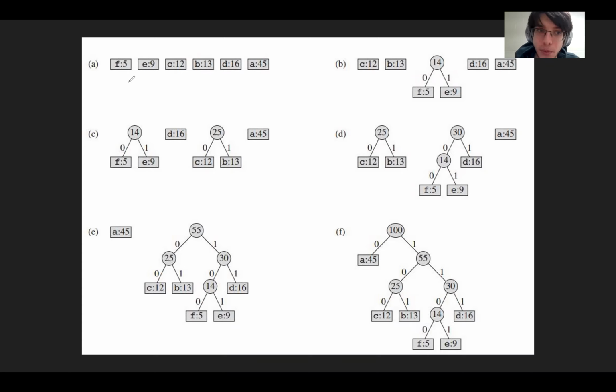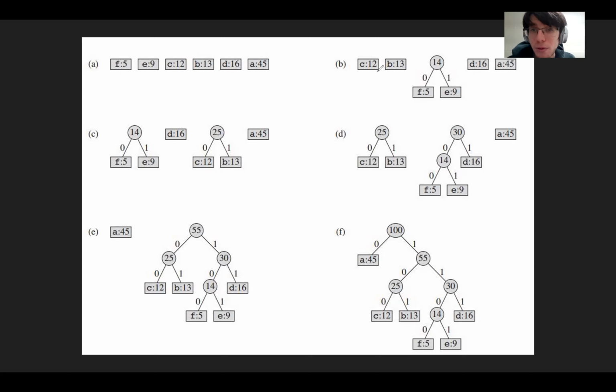Well, at each step, what we're going to do is we're going to choose the 2 smallest counts, and we're going to put them together. So we put together E and F because they're the smallest. And so we have 5 and 9 come together and make 14. And we put the larger one at 1 and the smaller one at 0, just for simplicity. But it should be the same height either way.